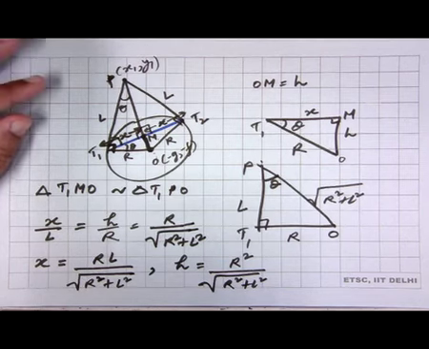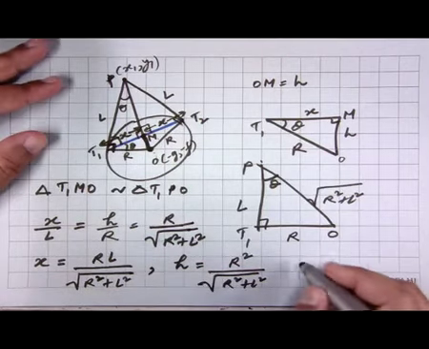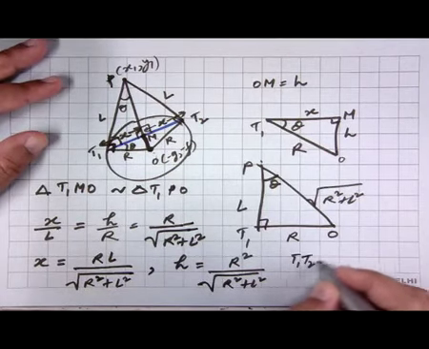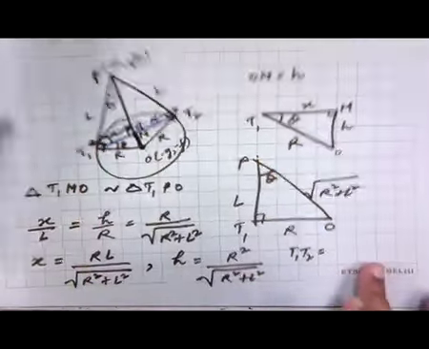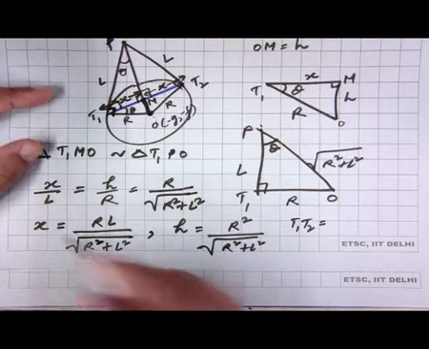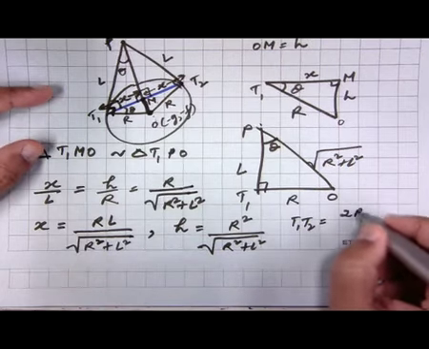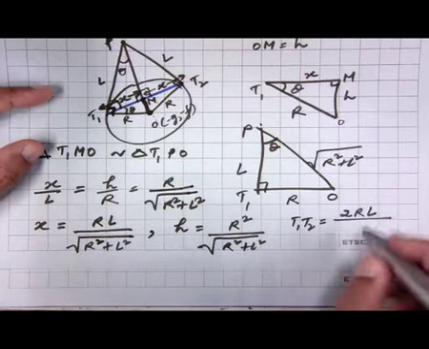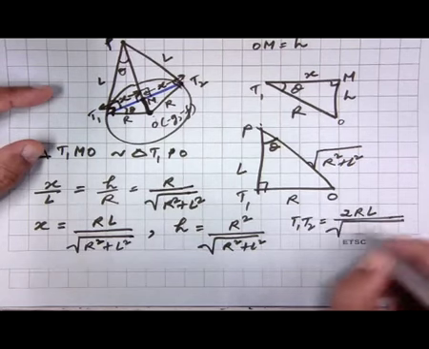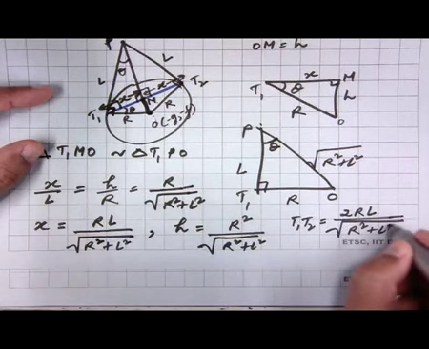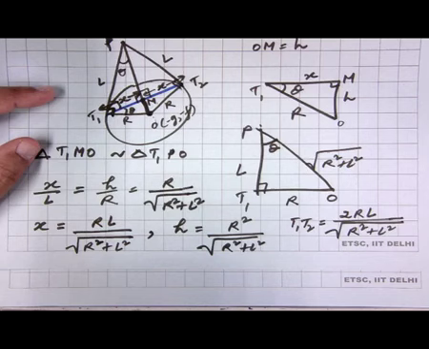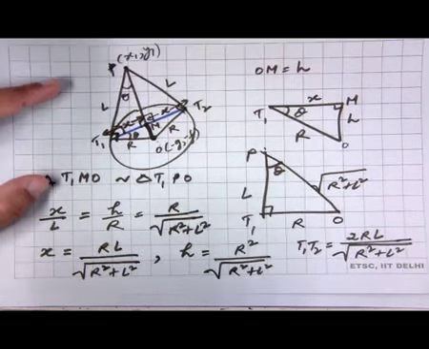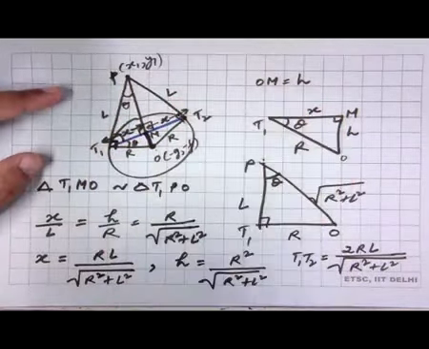And therefore, the length of the chord of contact T1T2 is simply twice that of x, which is 2 times x, which is 2RL by square root of R square plus L square. So, we can find many other interesting things about this given this situation.